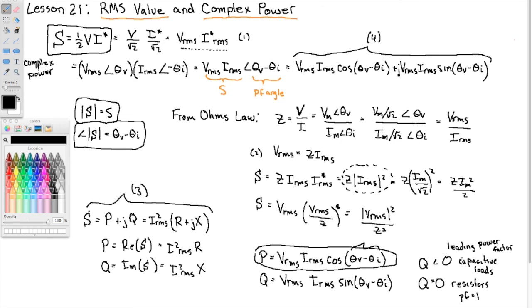Okay, because the current is leading. And then when Q is greater than 0, this is inductive loads, and you have a lagging power factor.